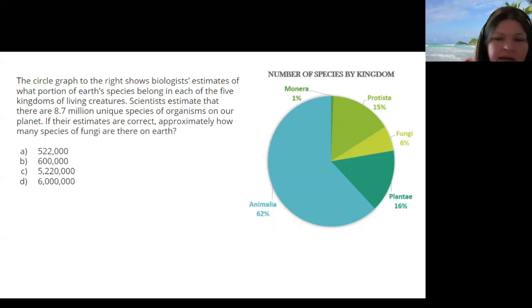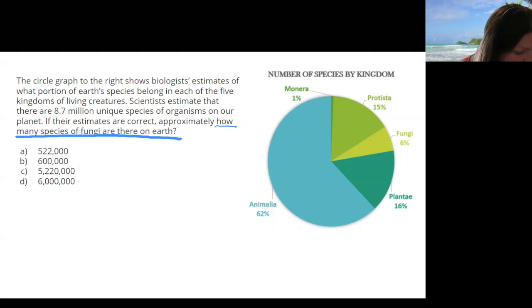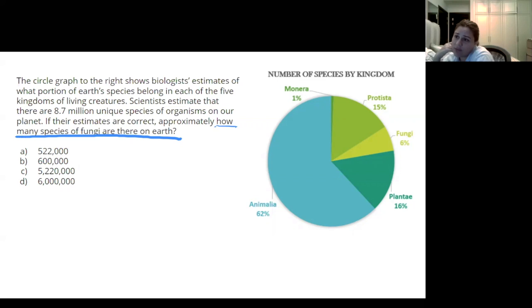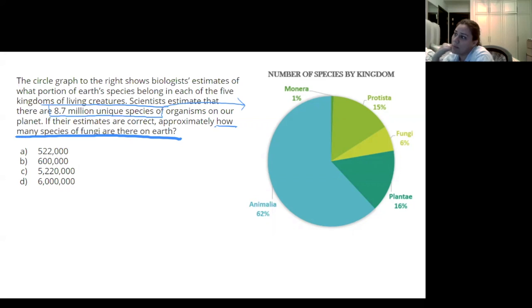All right, guys, what are they asking me to do or to find? How many species of fungi are there on Earth? Beautiful. We are looking for the number of species of fungi. Okay, any thoughts? I think we have the total. It's 8.7 million. We do have the total. That is 8.7 million. We can multiply it with 6 divided by 100. We'll get the number. Beautiful.